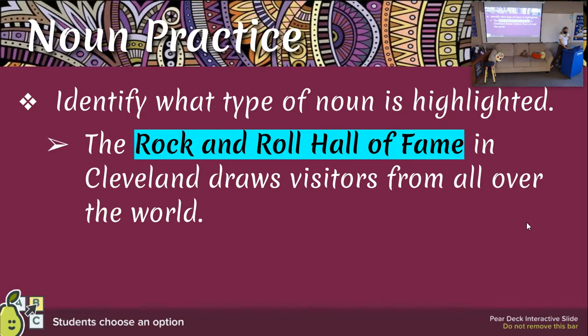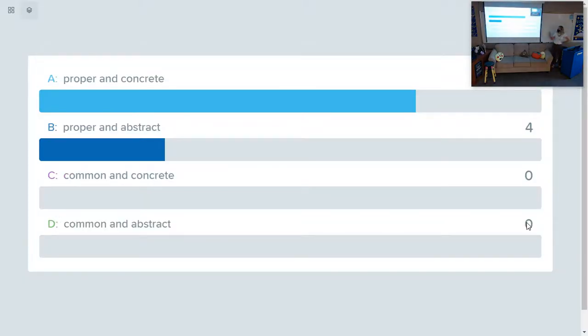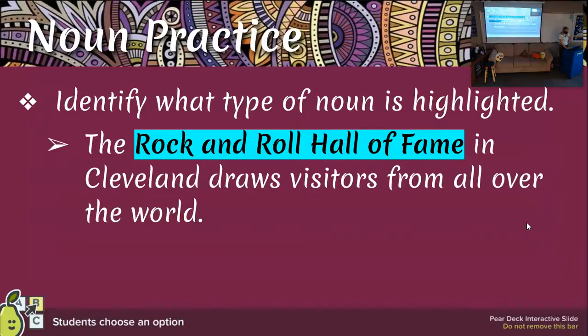Okay, we did pretty good, you guys. We were all able to determine that this is a proper noun. The reason we know it's proper, since we have the choice between common or proper, is that proper nouns are always capitalized. So we know that this is a proper noun because it's capitalized. You all got that one, which is awesome.